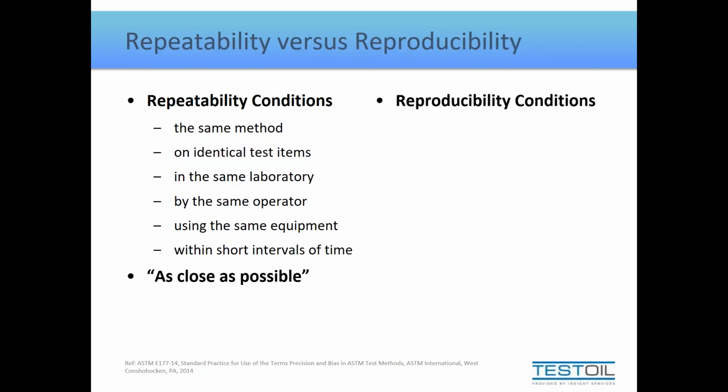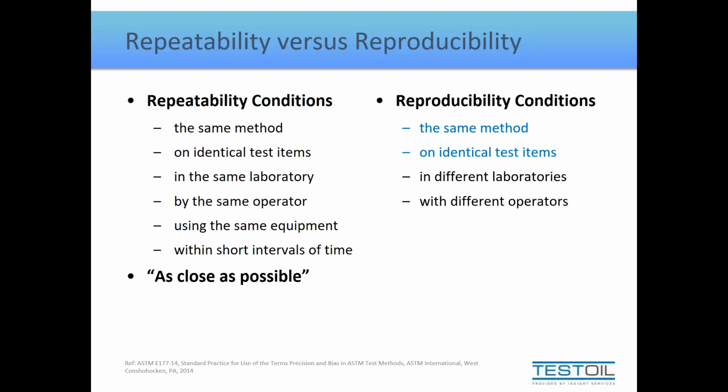The term reproducibility, however, maintains that you're using the same method on the same sample, but in this case, it could be sent to a different laboratory, or it might be rerun using a different analyst, or possibly even a different piece of equipment. So in this case, we call this the real-world comparison. How close could you realistically ever expect two results to be?